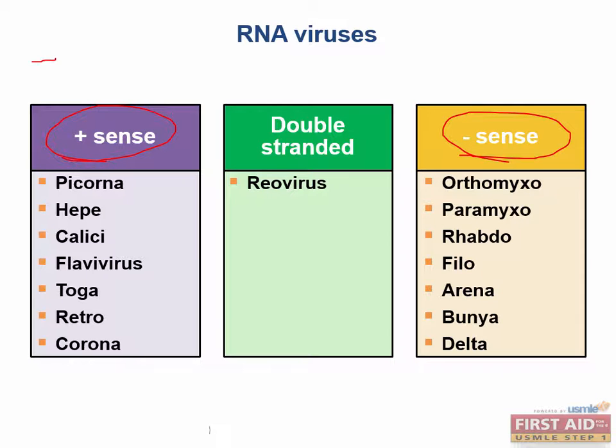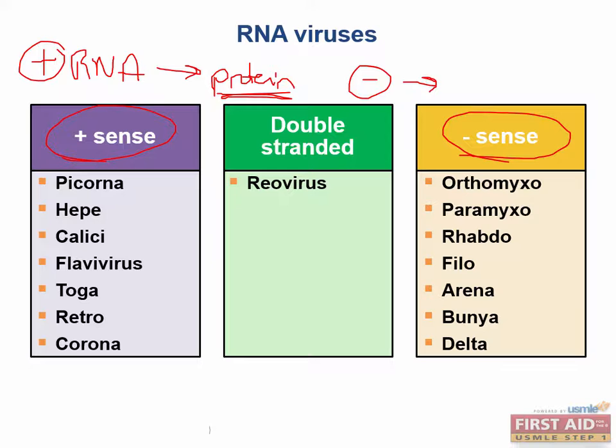Remember that the positive sense RNA is essentially an mRNA molecule that is directly translated into the appropriate protein, while the negative sense RNA needs to be converted into positive sense RNA before it is then translated into its protein products. And do you remember what enzyme is responsible for converting the negative sense RNA into the positive sense? That would be the RNA-dependent RNA polymerase.